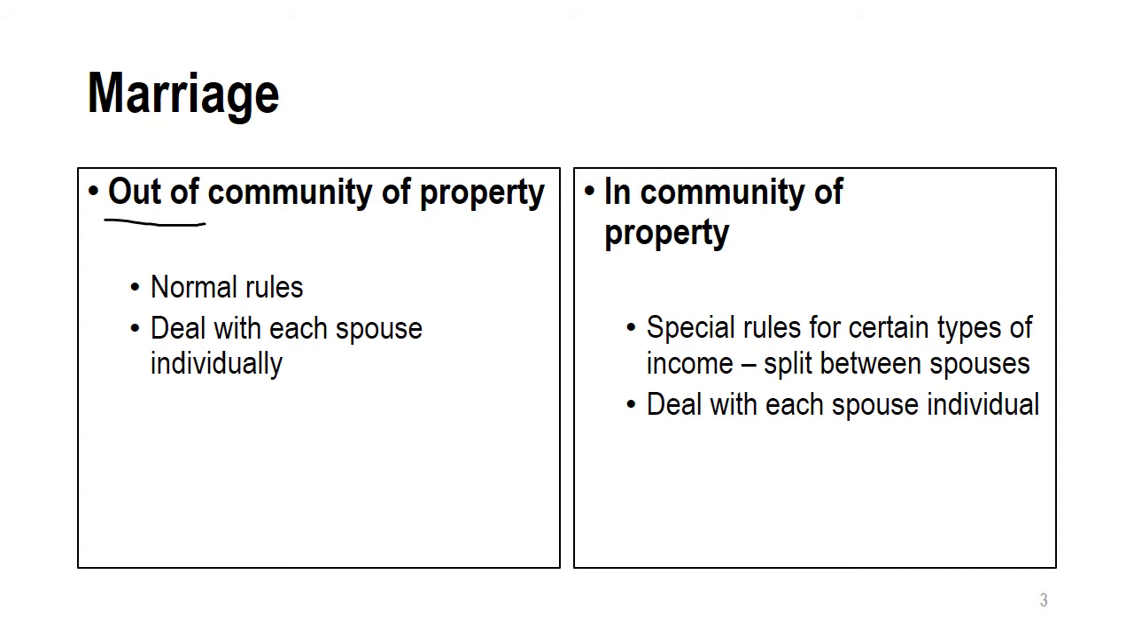In community of property marriages, this one we need to give attention to, because there are certain types of income that are included into the calculation of both spouses. So we are going to have to look at some special rules for specific types of income, and then we have to split those between the spouses, and after that we will deal with each spouse individually.